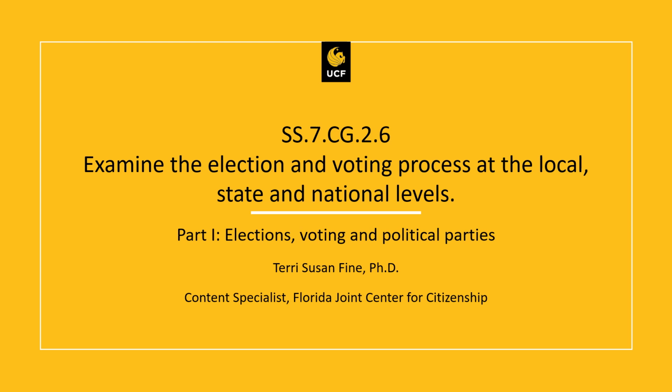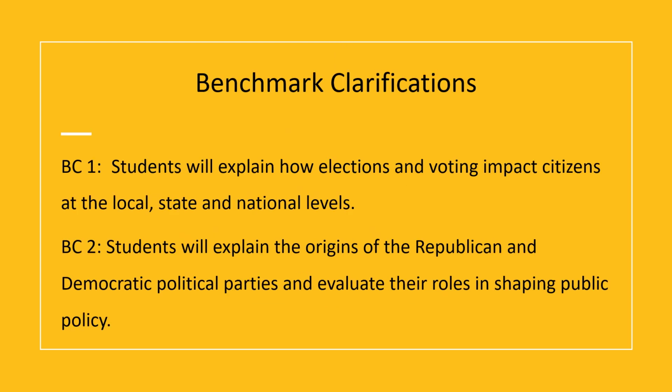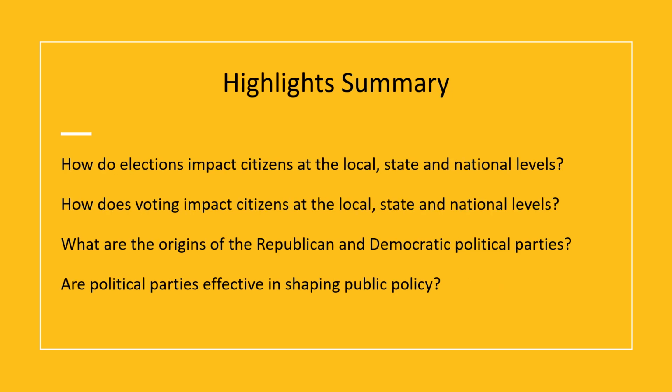Today we look at Benchmark 2.6, examining the election and voting process at the local, state, and national levels. In Part 1, we focus on elections, voting, and political parties. We will explain how elections and voting impact citizens at the local, state, and national levels. And we will also explain the origins of the Republican and Democratic political parties and evaluate their roles in shaping public policy. We will ask, are political parties effective in shaping public policy as well?